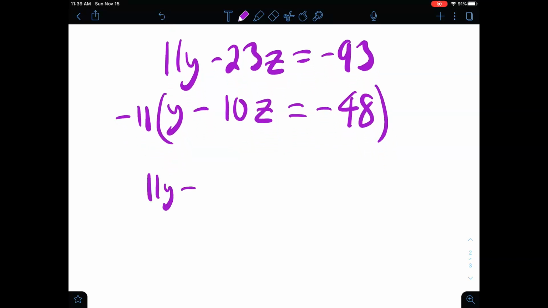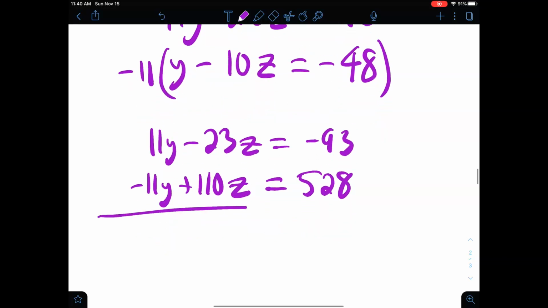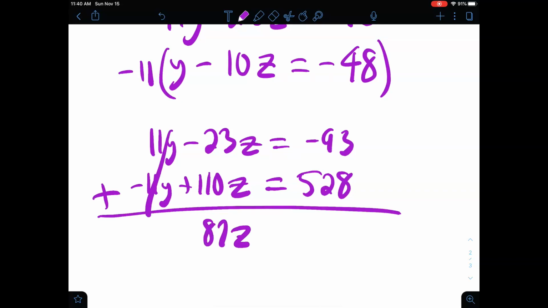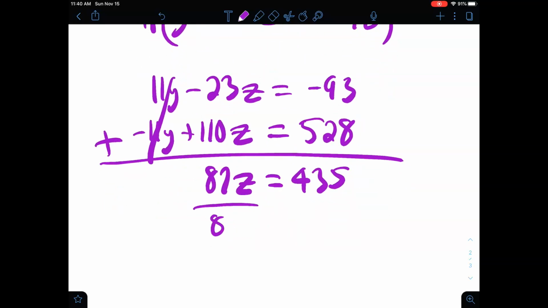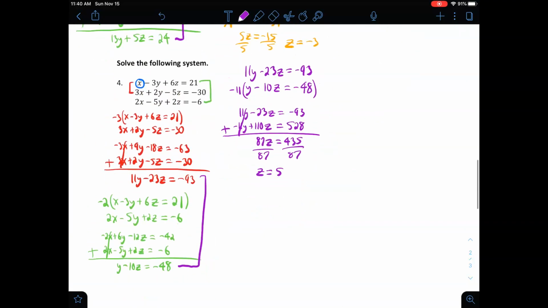So rewrite the top equation the way it is, keep it the same. Bottom equation, negative 11 times everything is going to be negative 11y plus 110z equals, that's going to be 528. You multiply negative 11 times negative 48. Add straight down. Y's are going to cancel. We get 87z equals 435. Divide by 87. Z is going to be equal to 5.